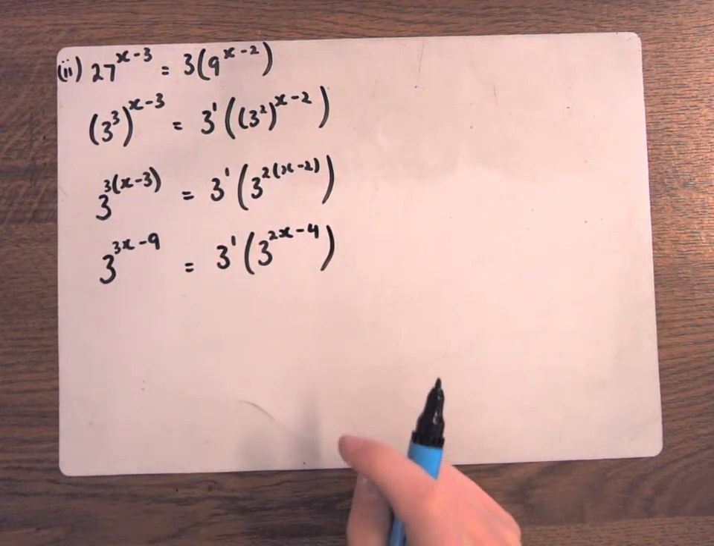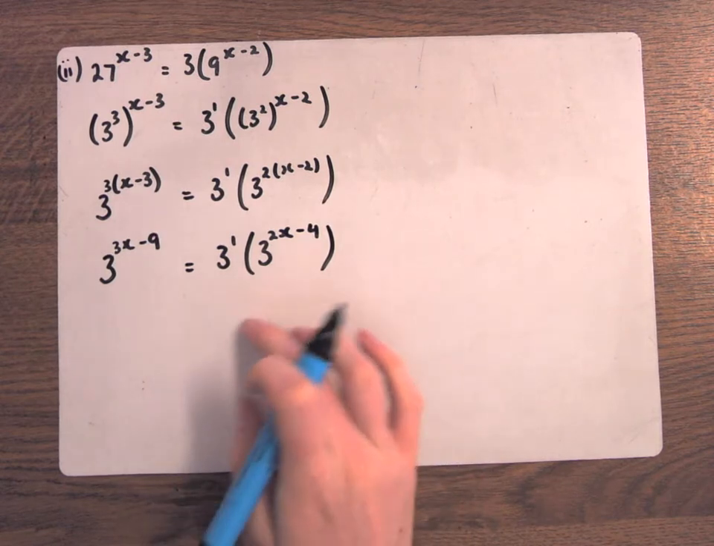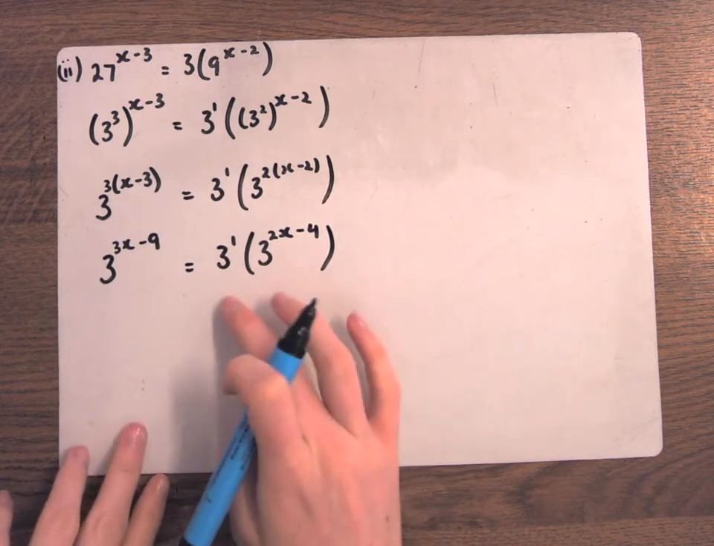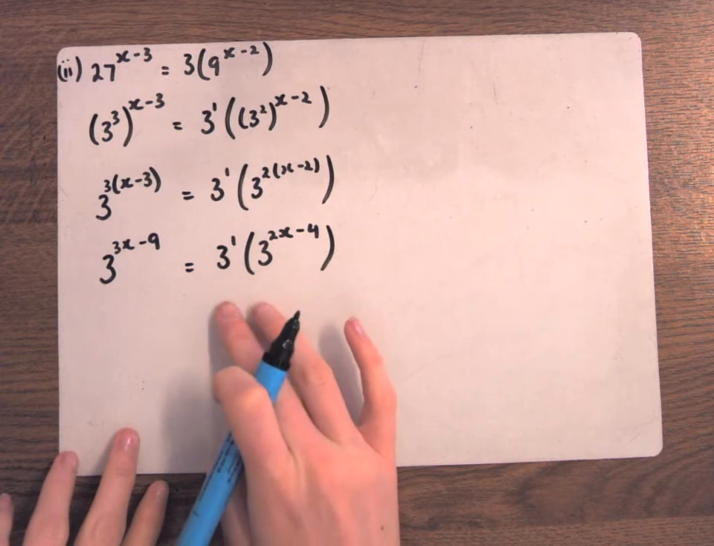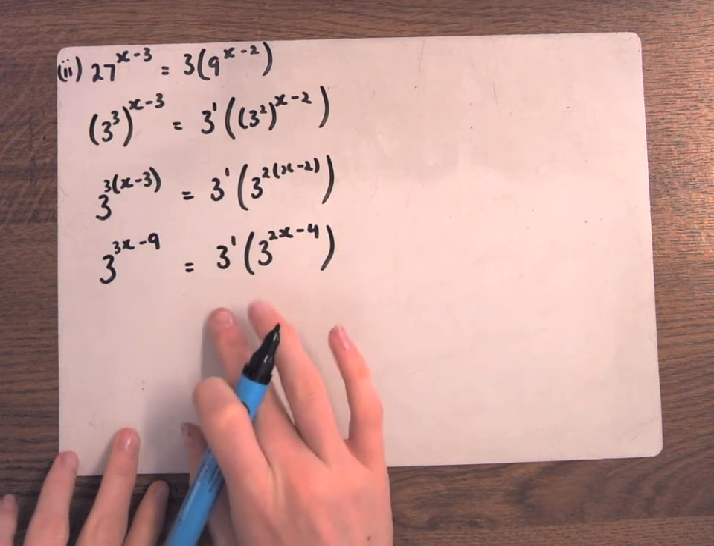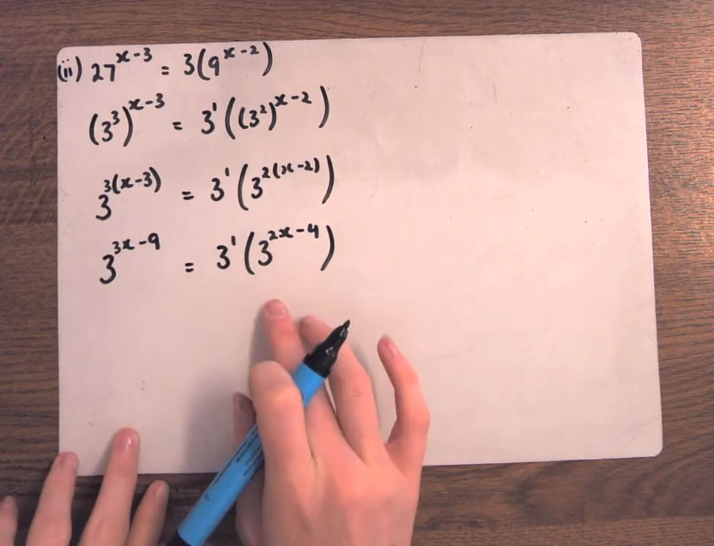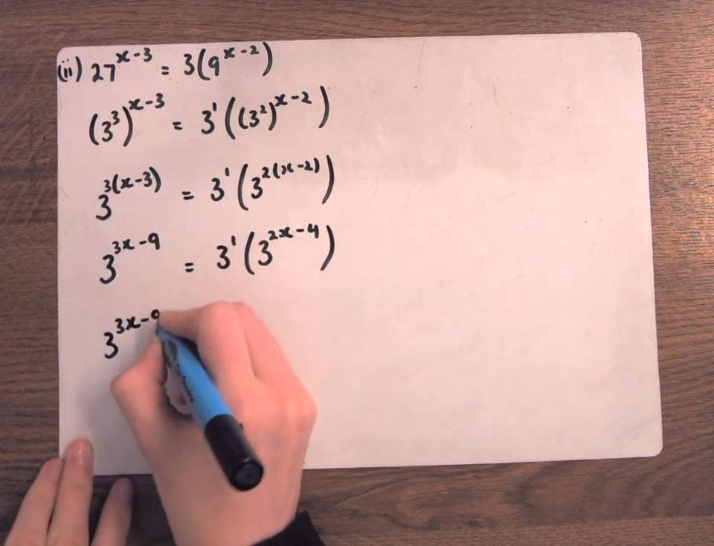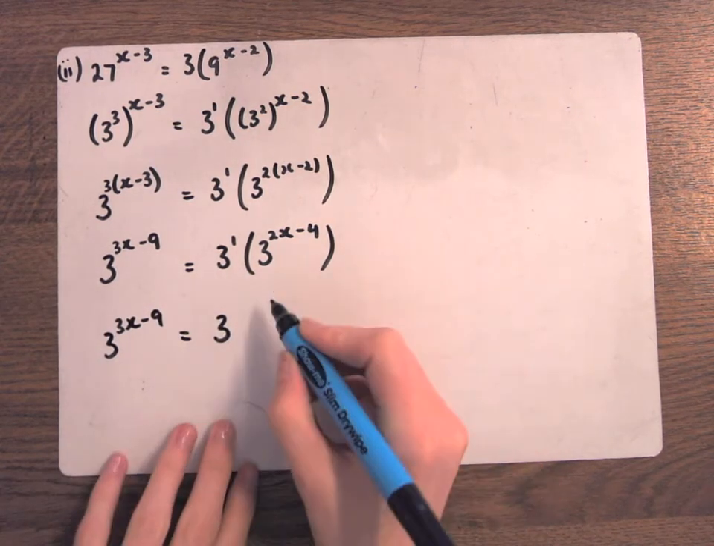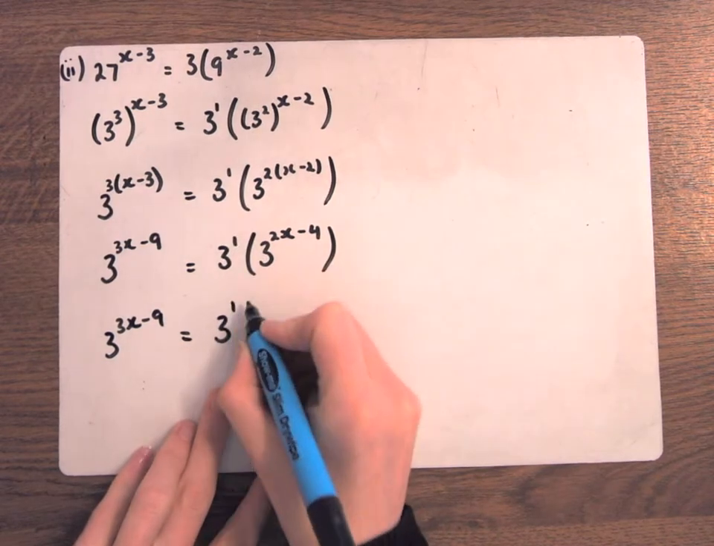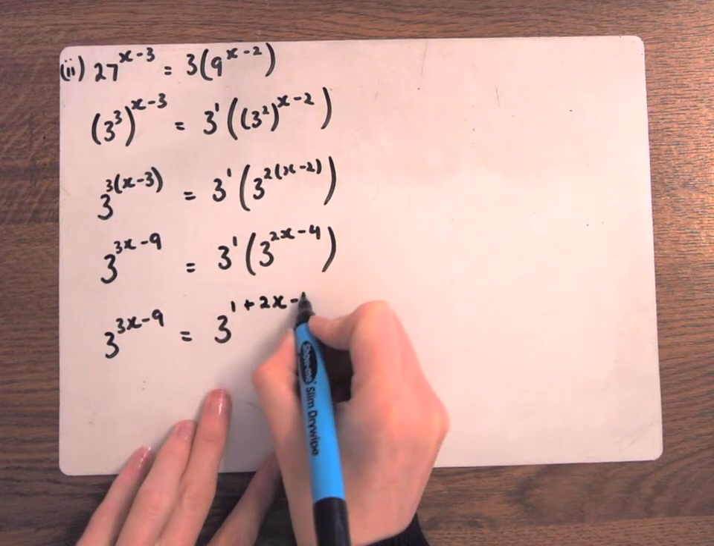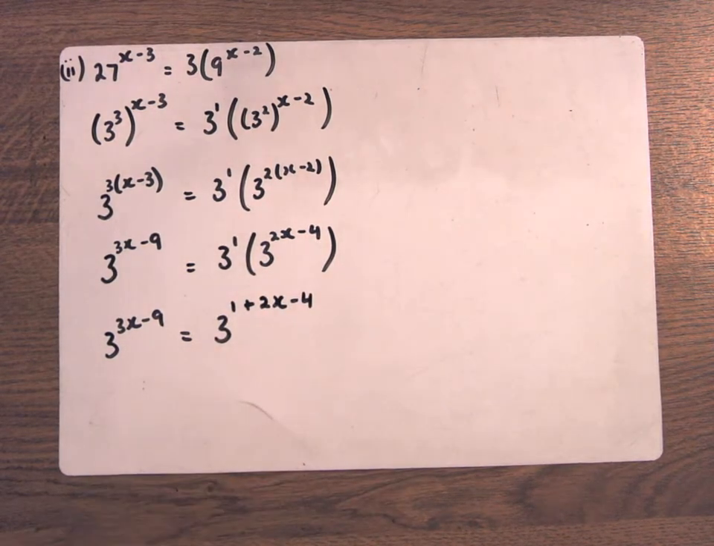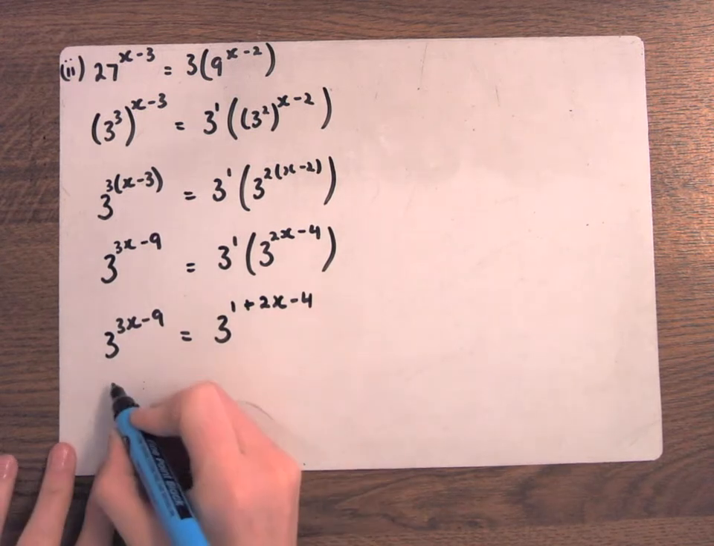There's just one more step that I have to deal with here. What's happening here? I'm multiplying. What do I do when I'm multiplying and my bases are the same? Add them. Good. So this is going to be 3 to the power of 1 plus 2x minus 4. I'm adding my powers, because I'm multiplying.